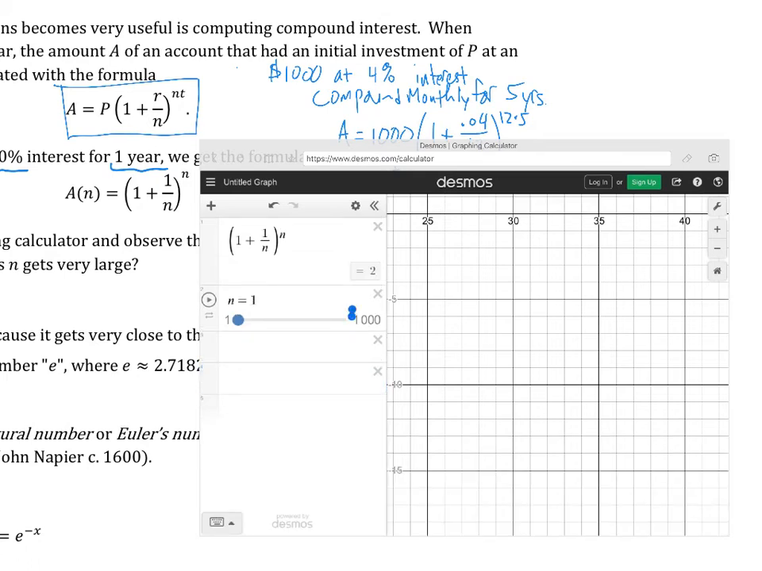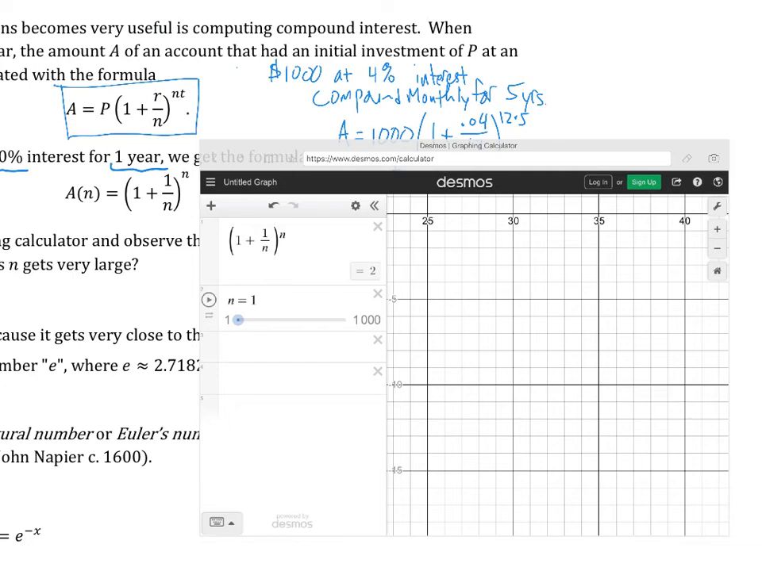Now, if we get it twice a year, let's see if we can bump this. Let's quick jump, say, to 10. Okay, now it's kind of a big jump. So if I do it twice a year, then I'll end up with $2.25 at the end of the year. That's if I got interest twice a year.